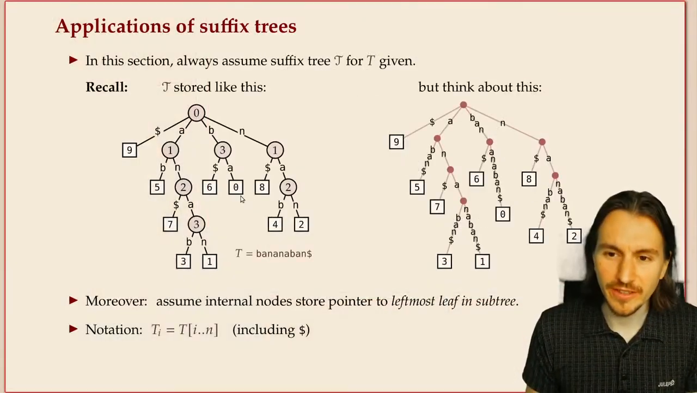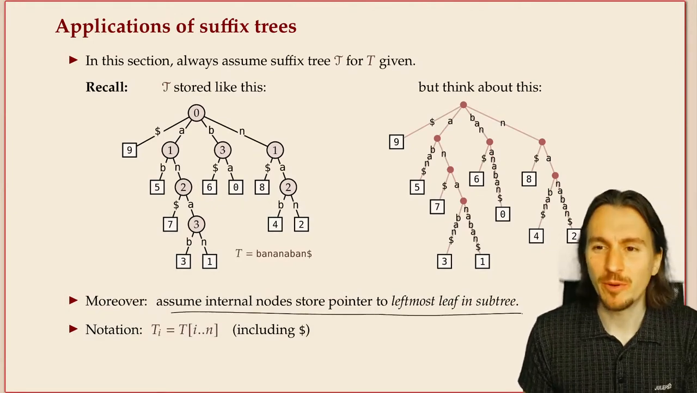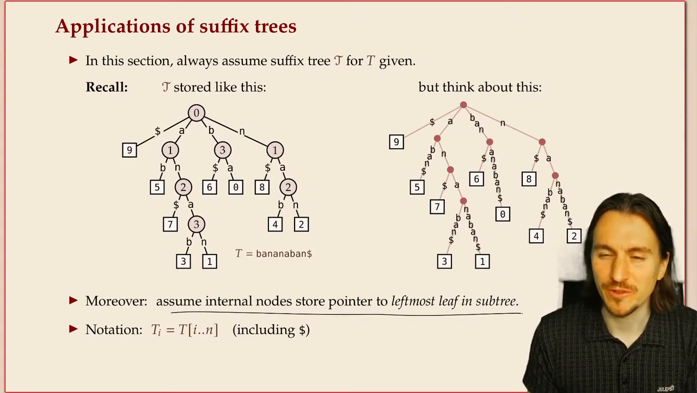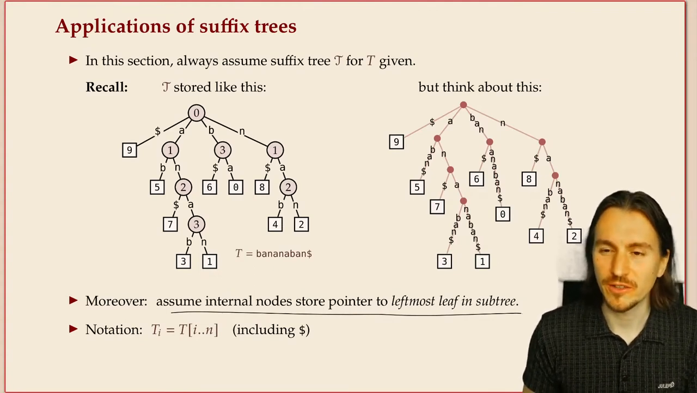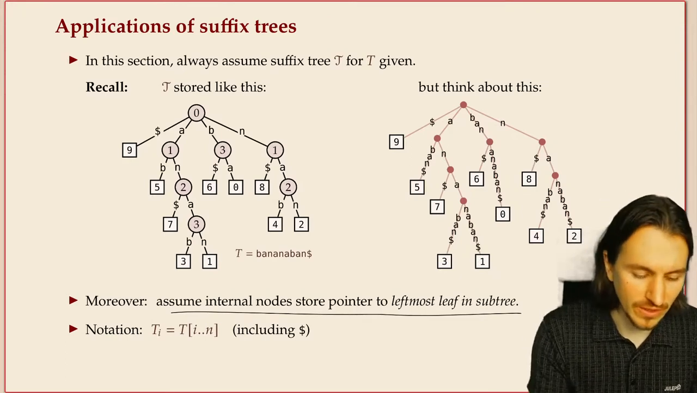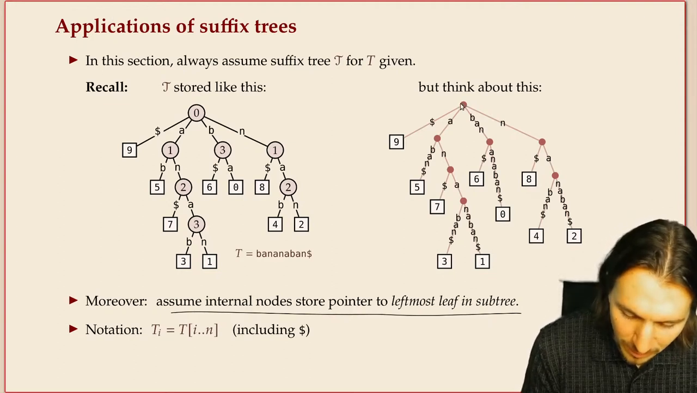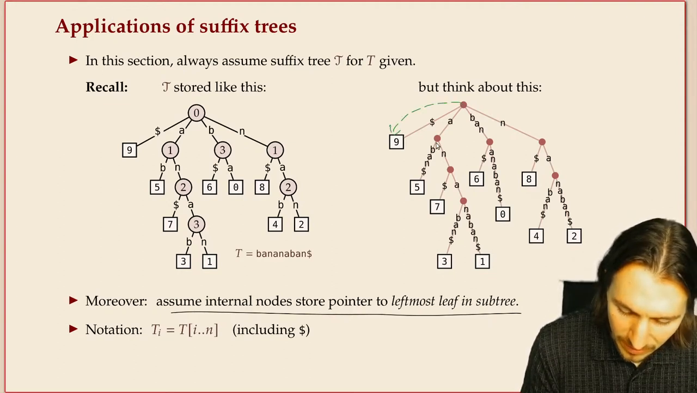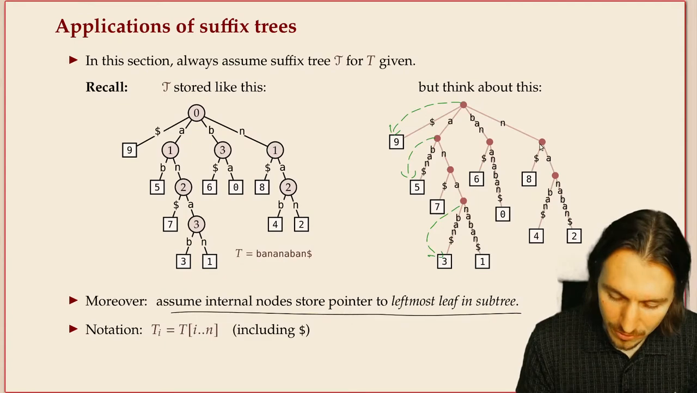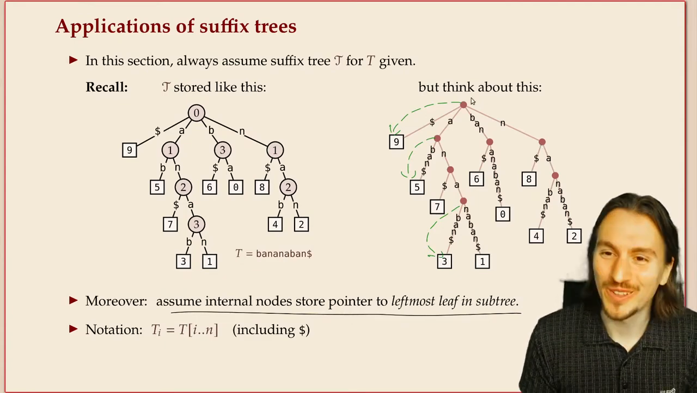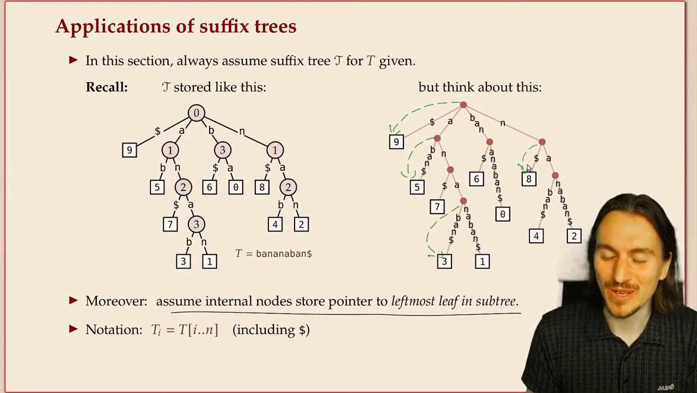A little additional technical assumption is that we'll also assume each internal node has a pointer to the leftmost leaf in its subtree. Once the tree is constructed, you can easily walk through the entire tree once and make sure that this is true. We'll assume that, for example, the root points to this one, and this one points to this one. So it's just an additional field in each node. And here in this example, it looks like it's always just a child of that node, but that is not in general true.